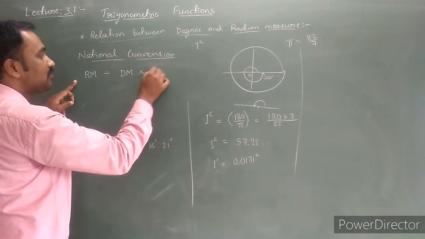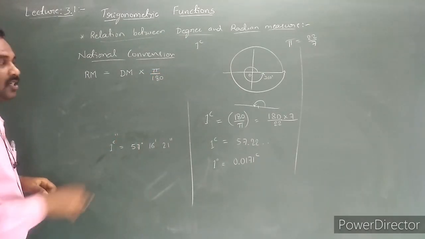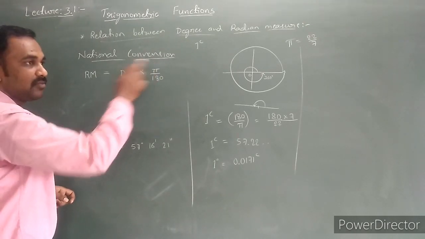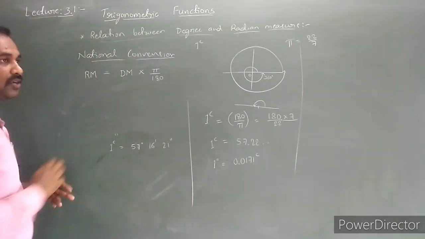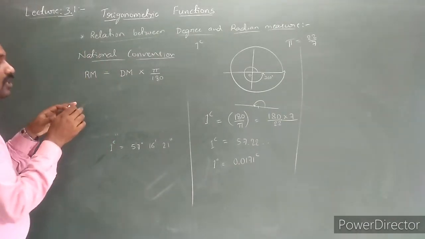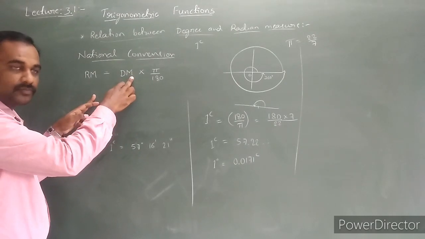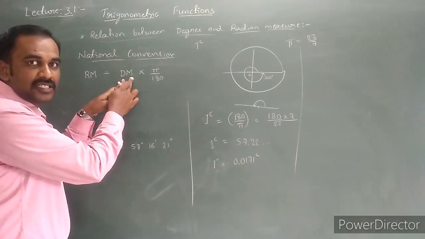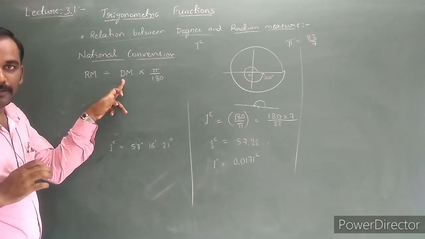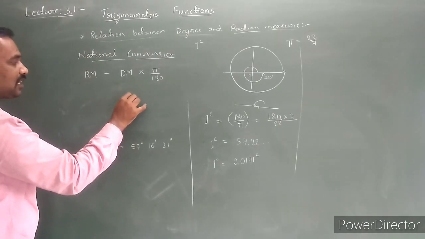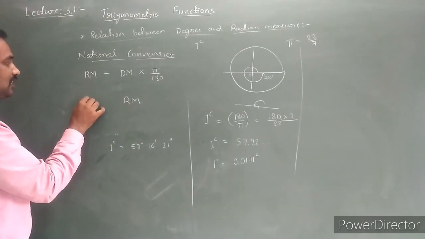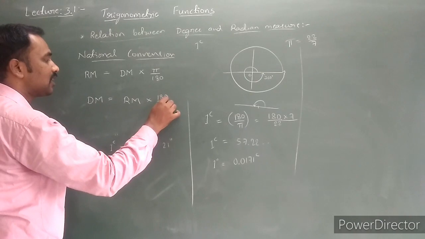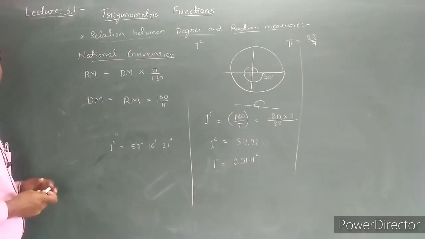It is sufficient to multiply by pi divided by 180. Pi radian is nothing but 180 degrees, so here the 180 degrees cancel, nothing is wrong. So whenever a degree measure is given and we wish to get the radian measure, it is sufficient to multiply by pi by 180. Similarly, if a radian measure is given and we wish to get the degree measure, we multiply by 180 divided by pi.